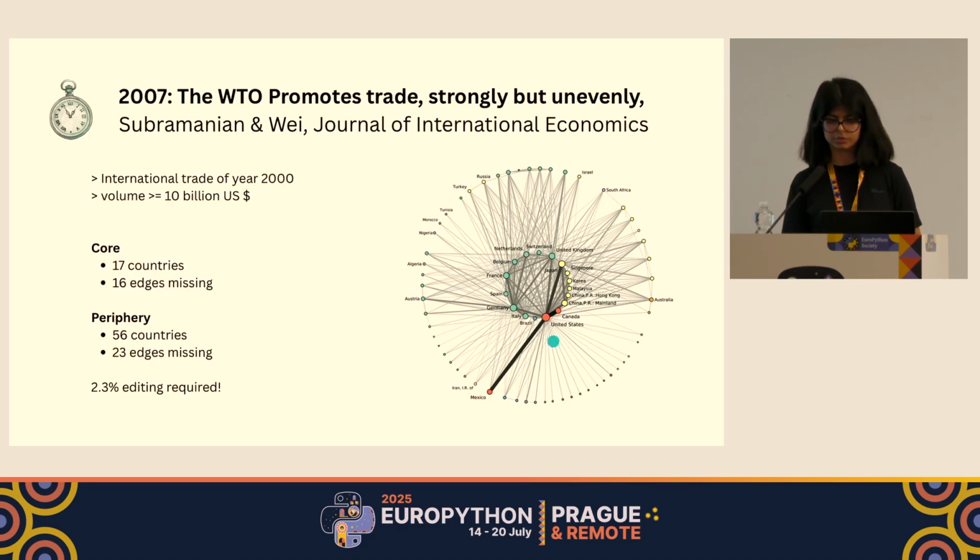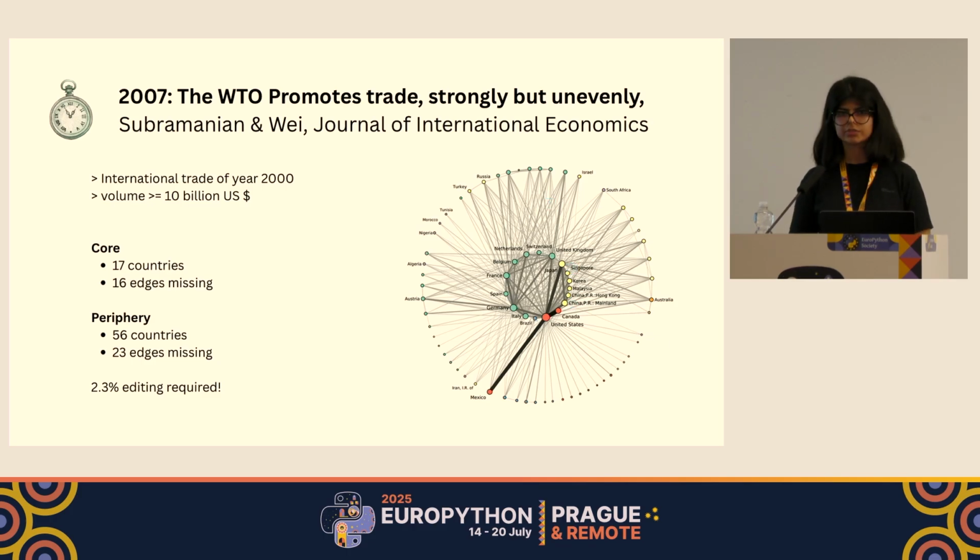But what's going on here? This network is from the year 2000. The paper was published in 2007. And there is a lot of trade going on with volume more than 10 billion US dollars. In the core, we see 17 countries. In the periphery, we have 56.